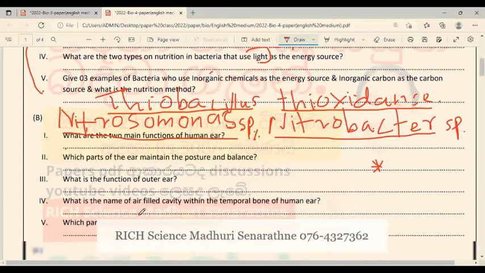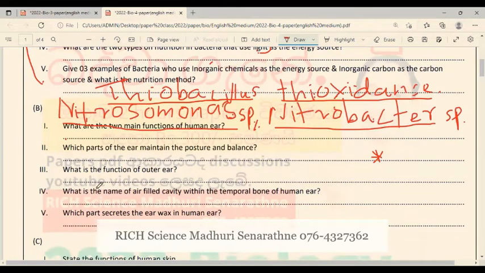What is the function of the outer ear? Sorry, actually there is not enough space to write your answer. The answer should be collecting and concentrating the sound waves and directing them along the auditory canal towards the tympanic membrane.